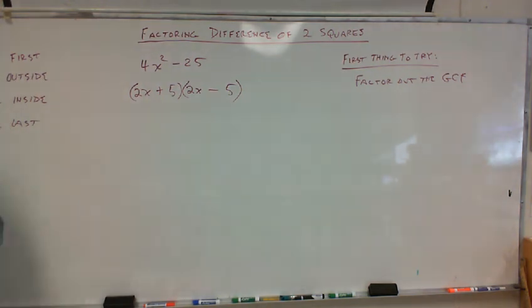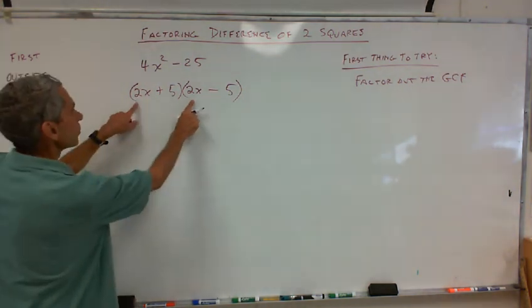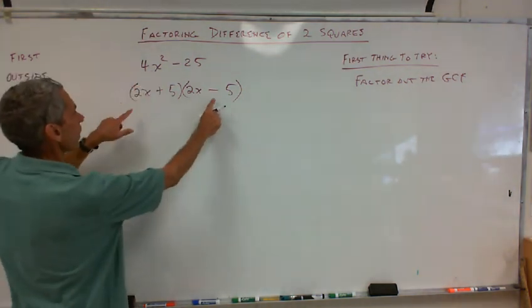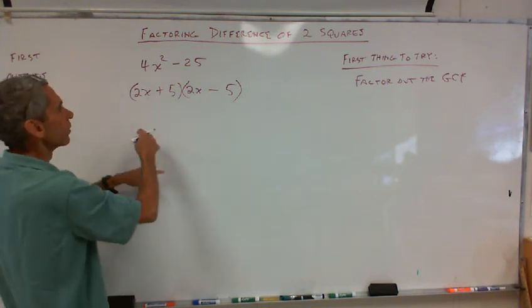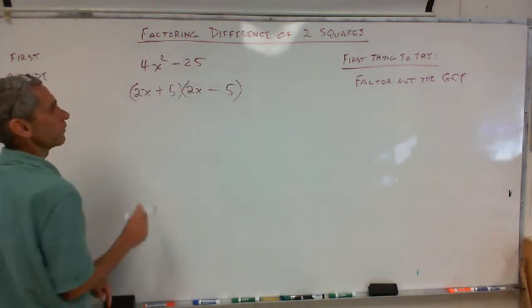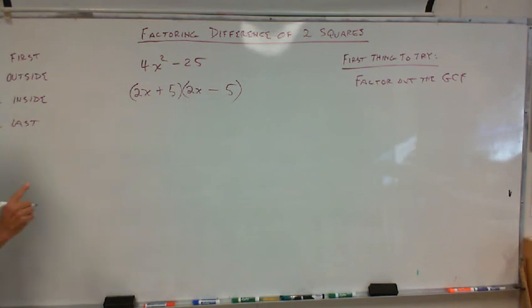And then I always check my work really fast. 2x times 2x is 4x squared. Minus 10x plus 10x, the middle cancels out, goodbye. Minus 25. There you go. Okay, now what about this one, though?